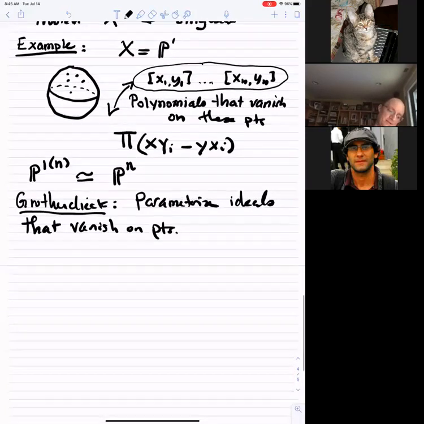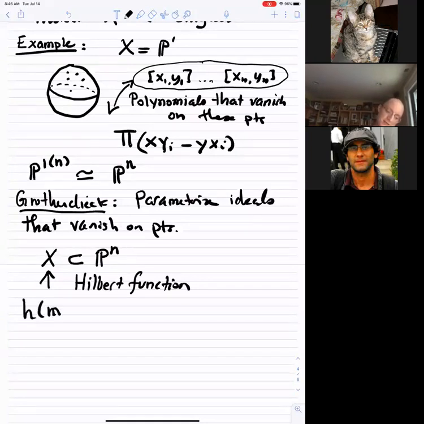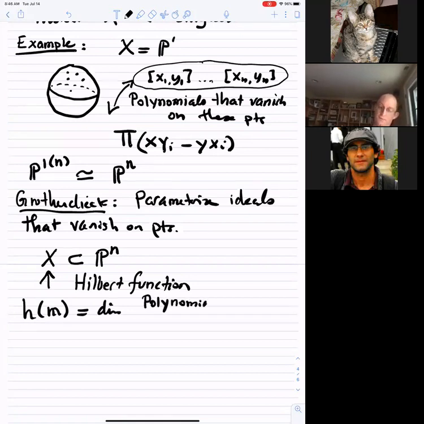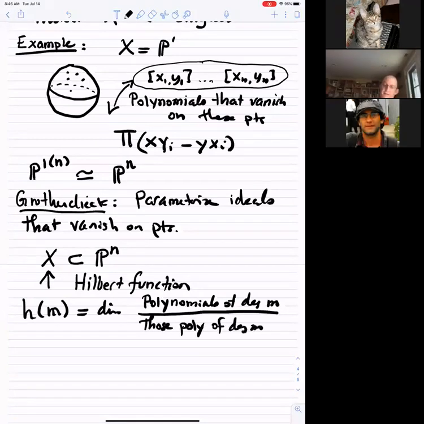If I have a projective scheme, if you have X in Pn, then associated to this X, you have a Hilbert function. Now, what's the Hilbert function? H of m, say, is the dimension of the vector space of homogeneous polynomials of degree m, modulo those homogeneous polynomials of degree m that vanish on X.